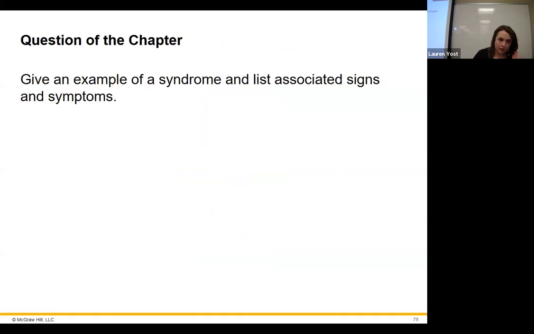Okay, and then our question of the chapter is going to be: give an example of a syndrome. Sorry, that's supposed to say a disease. I just keep forgetting to amend it, but whatever. Not that you guys are going to do it anyways. Give an example of a disease or pathogen and list associated signs and symptoms for it. So start thinking about things that way, especially as we get into unit 4, you're really going to want to be aware of how these mechanics work together.